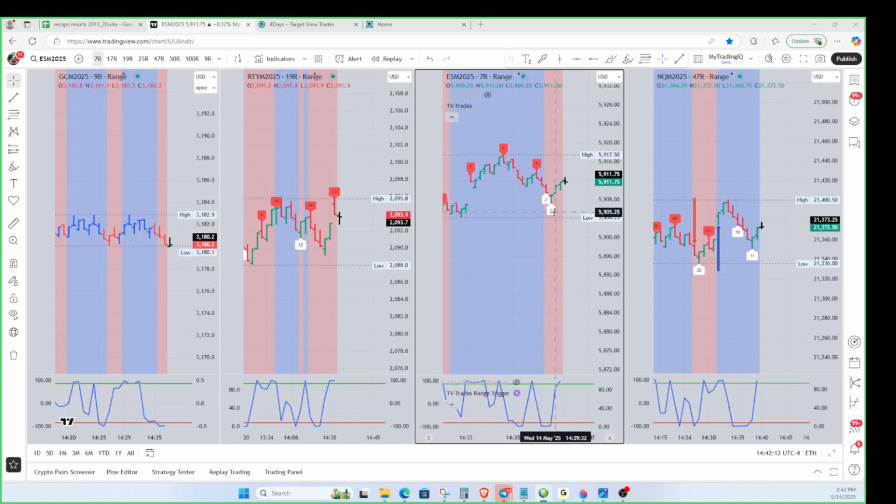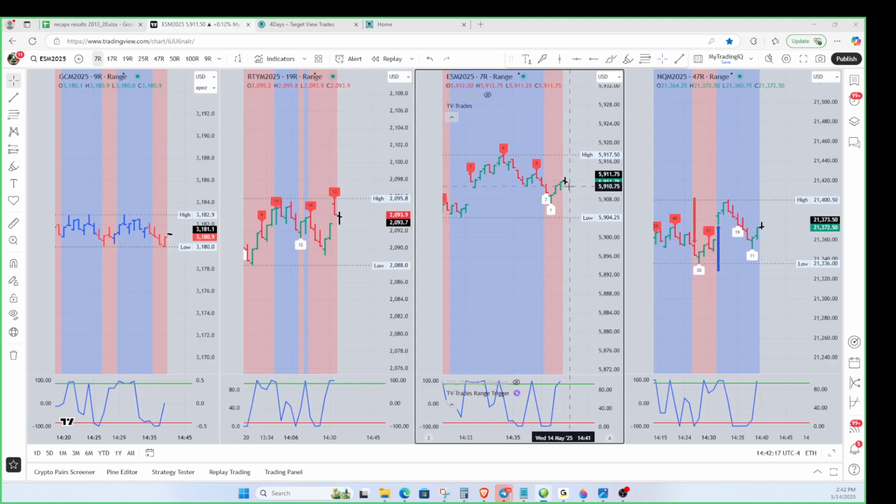The ES actually had a trade, right? It did not have a trade. I'm sorry, I keep saying that. It did not have a trade, but right now the background is red. So a down close on this is actually a pretty good spot to trade it. Now let me explain why.